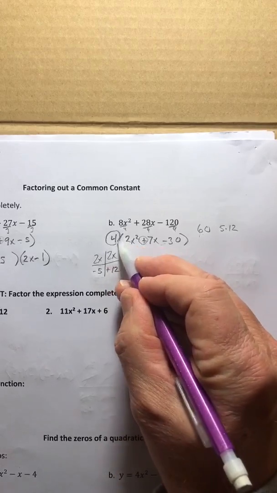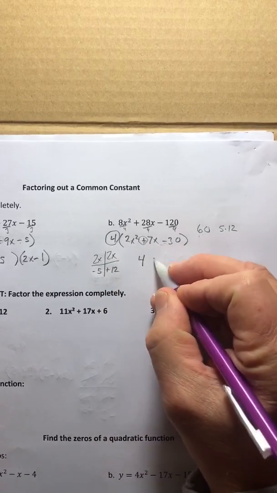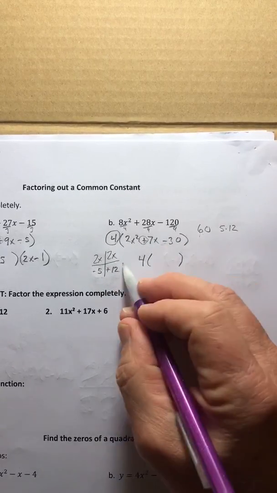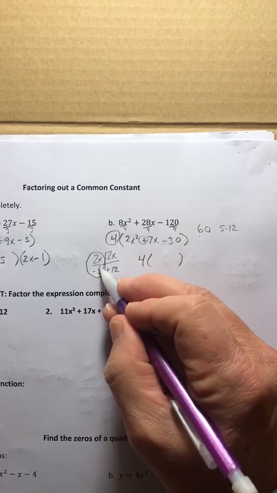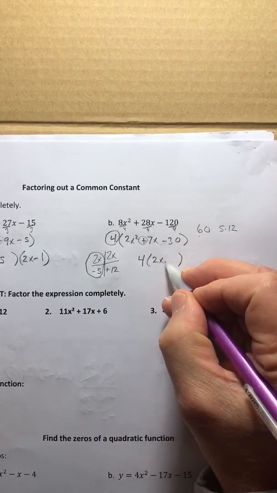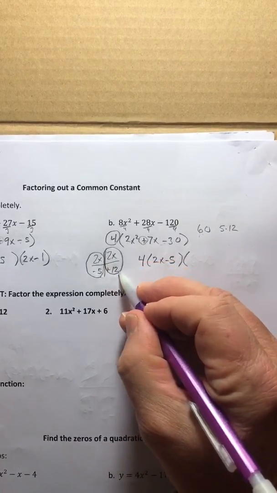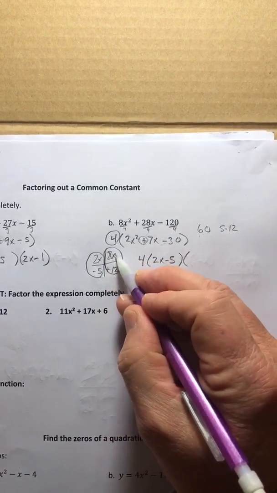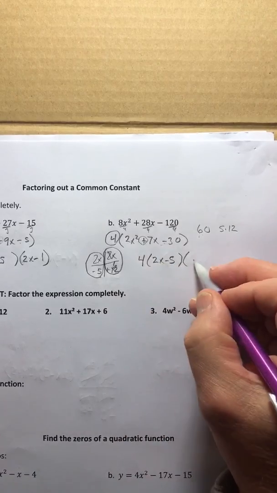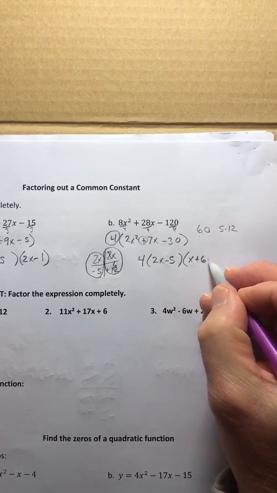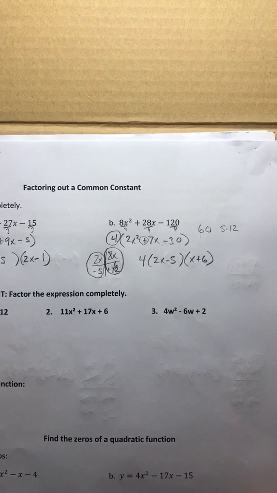All right, so we bring down our 4 again. Don't forget about that. First set of parentheses, we can't factor anything out of 2x minus 5, so we bring it over. And then we can factor a 2 out. So we make that a 1 and make that a 6. So we get x plus 6. All right, and that's how we factor it out.